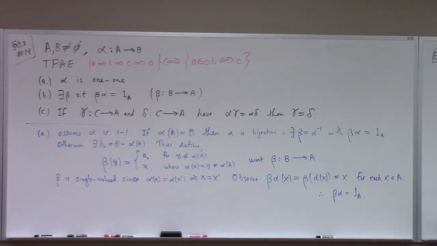And of course, this beta becomes the inverse in the case that alpha is actually surjective. This actually is the construction of the inverse, right?